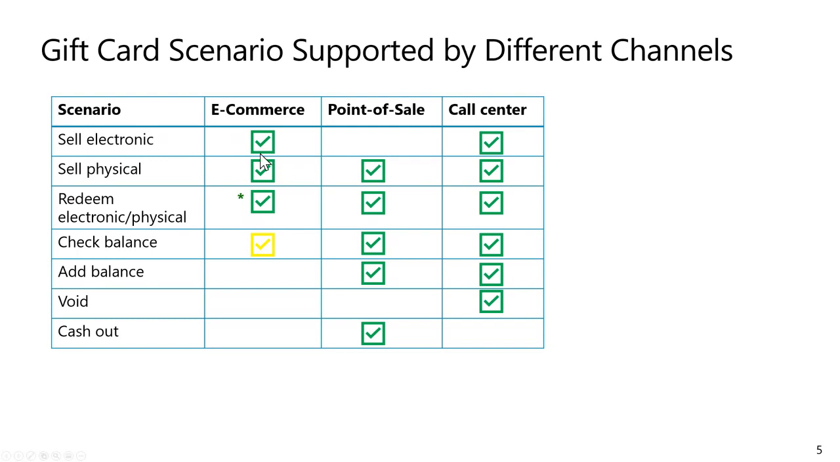Let's say you buy a physical gift card in the e-commerce channel. You can go back to the store and use it. Same, you can call a call center and use it at that time too. So it's vice versa. You can go to the store and buy a physical gift card, and you can come back at e-commerce and use it, or go to the call center and use it. As the table is very self-explanatory, I'm not going to go through every single one of them.